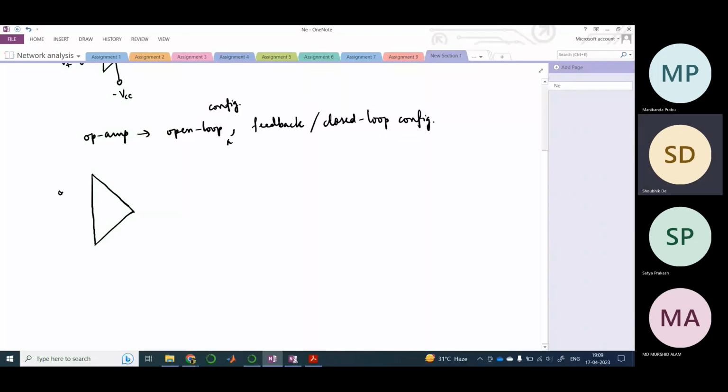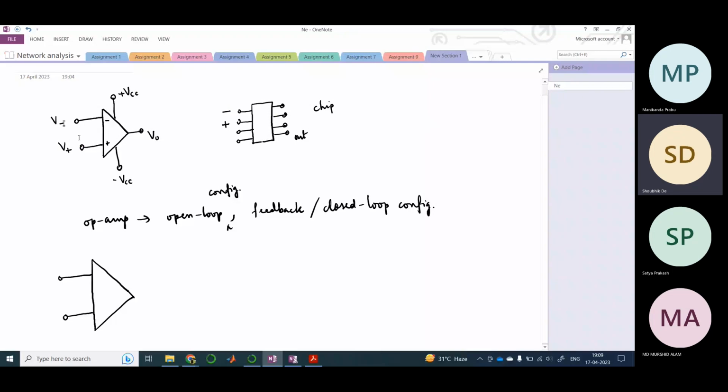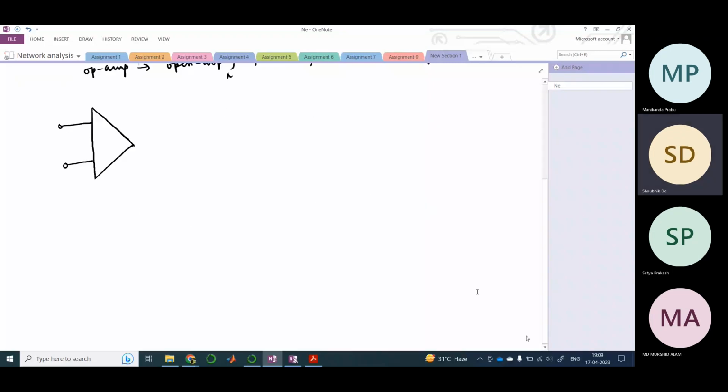So basically, these are the two input terminals, as we saw, the inverting input and non-inverting input terminals. Now these are connected with a resistance here. So this is V minus, V plus, and this is Z input, or you may also write R input, whatever you may want.